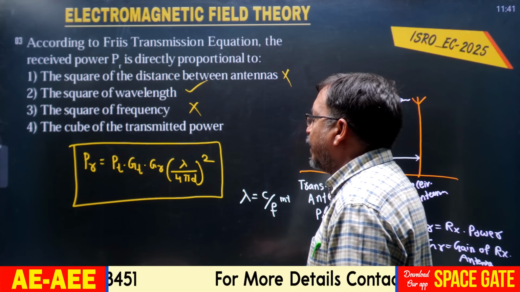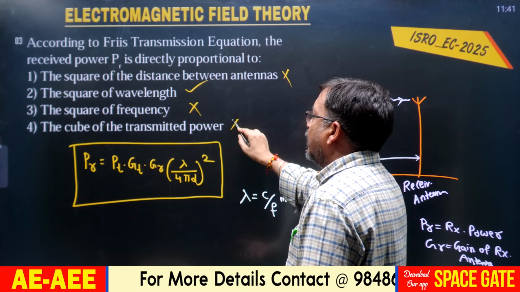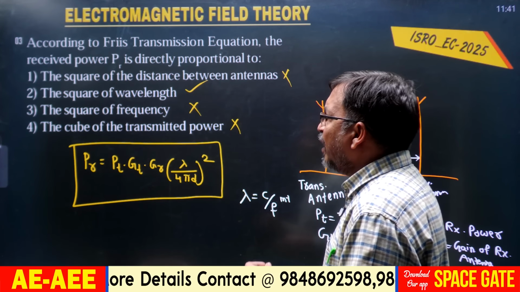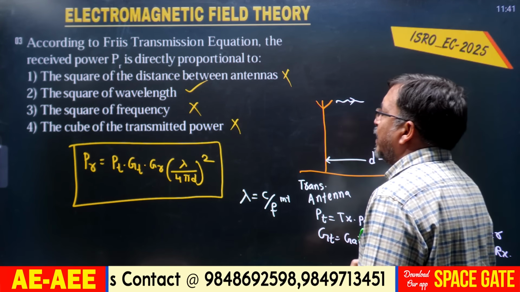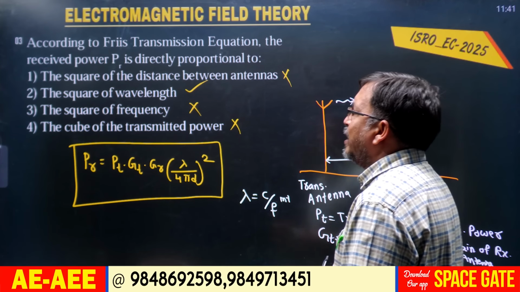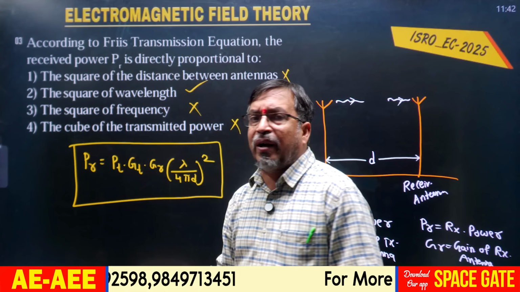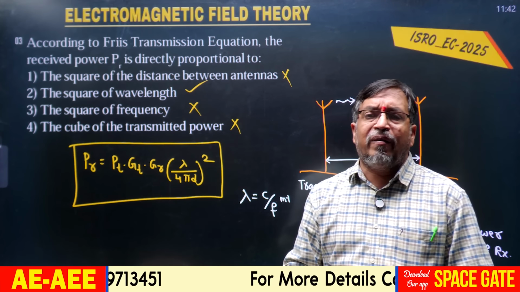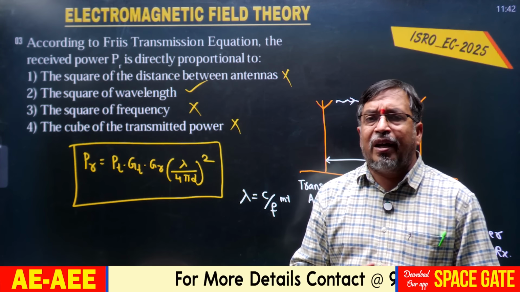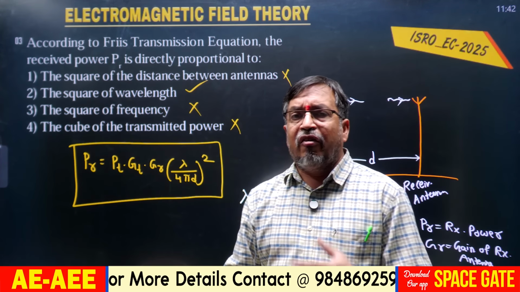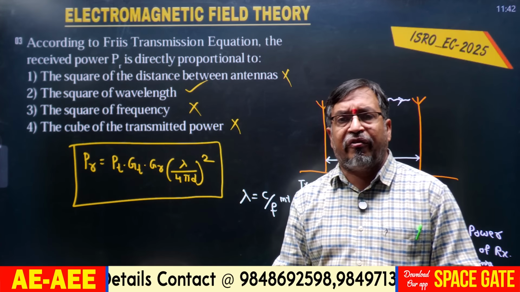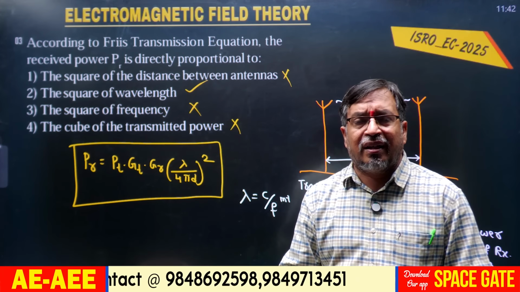The cube of the transmitted power is also wrong. So the correct answer is that, according to the Friis transmission equation, the received power is directly proportional to the square of the wavelength, where lambda is the wavelength of the signal and lambda equals C by F. Option 2 is the correct answer.